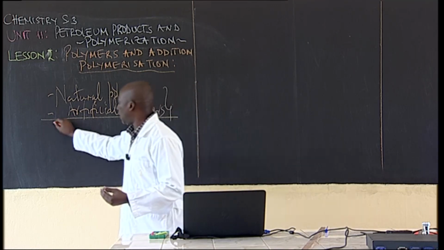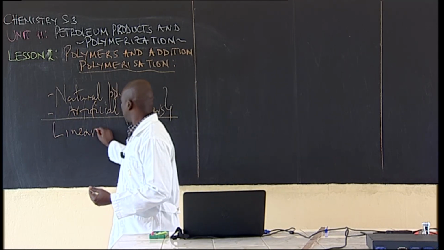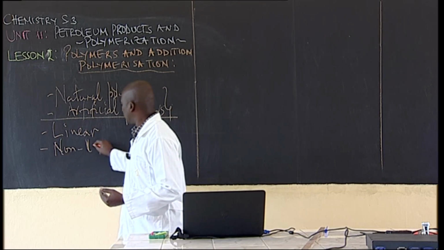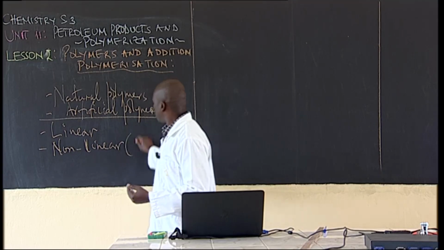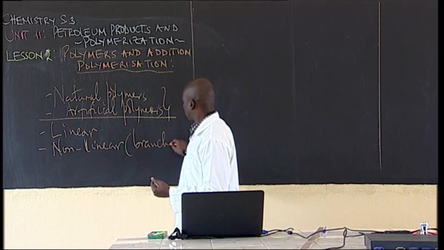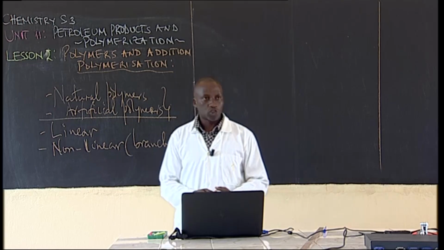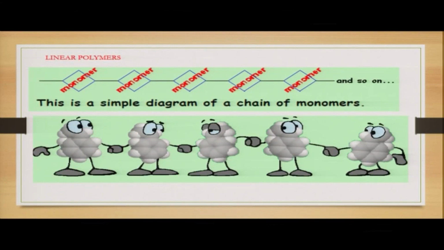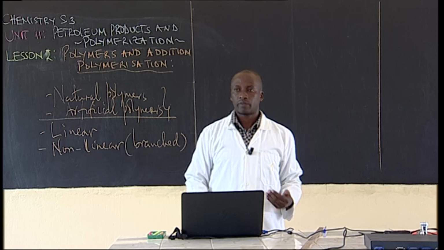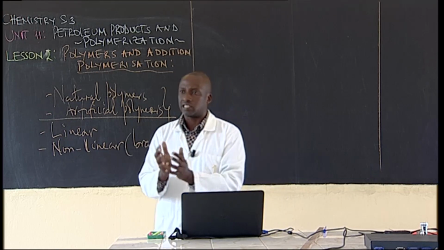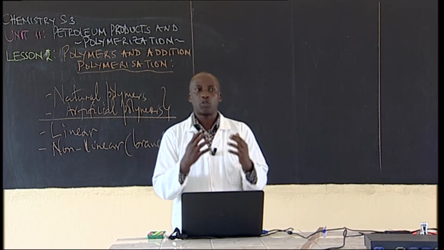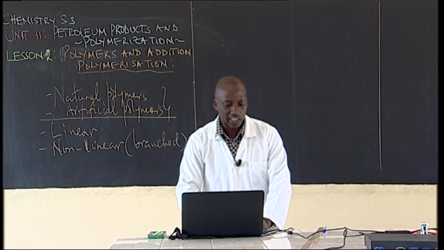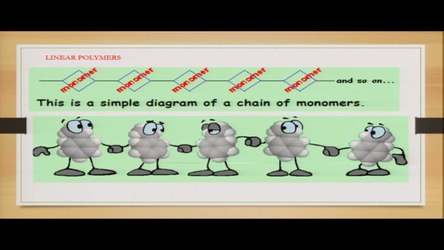So another classification that we are looking at, apart from this, we can also classify these polymers as either linear or non-linear. Or this can be branched. So this one will depend on how the monomers arrange themselves, how they arrange themselves as they are joining. Monomers, how they arrange themselves to form a polymer. This is one of the examples here that we are just looking at.